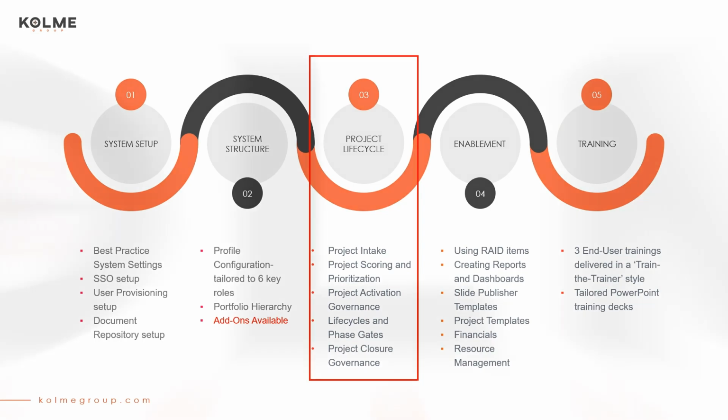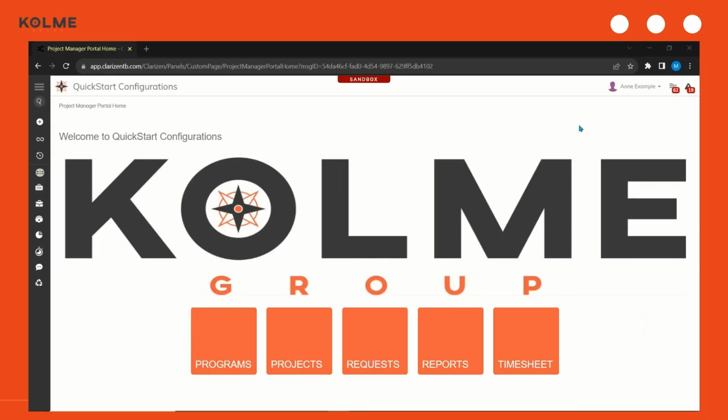Let's get started. I'm logged into Adaptivework, and you can see I'm logged in as an example. She'll be my project manager user today. Upon login, I landed on the Project Manager homepage. This is a customized page that will be updated to match your company's branding images, logo, and colors.